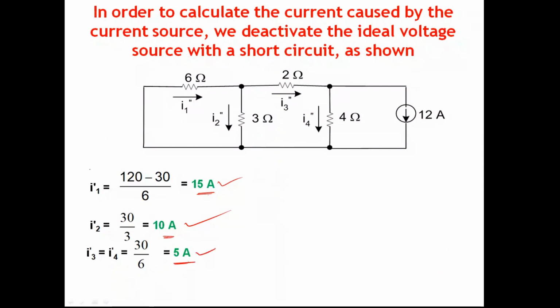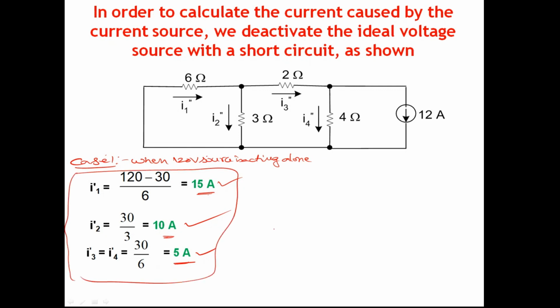So likewise, this is case 1, when the 120 volt source is acting alone, right? So case 1 gives us these currents. This is the first case. Then we will take case 2.